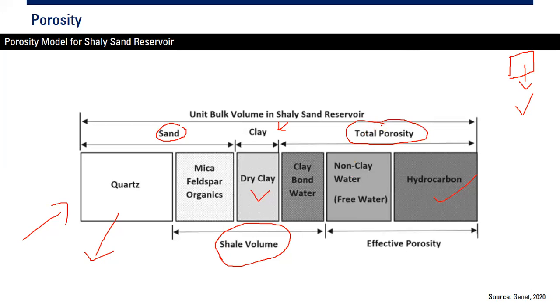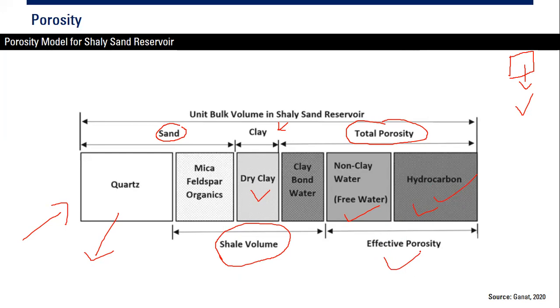So within the pores, you will find hydrocarbon, oil or gas, you will find free water, and you will find clay bound water. Okay, total porosity. But clay bound water will be in the ineffective porosity. Okay, but the effective porosity will include the free water and the hydrocarbon.